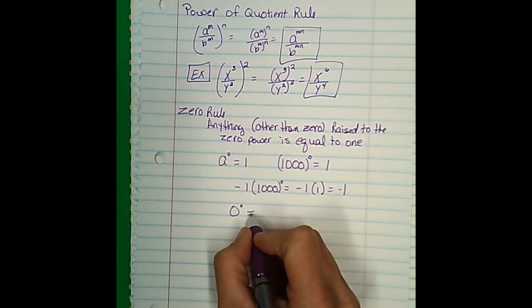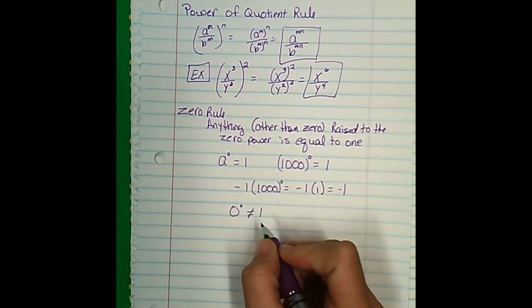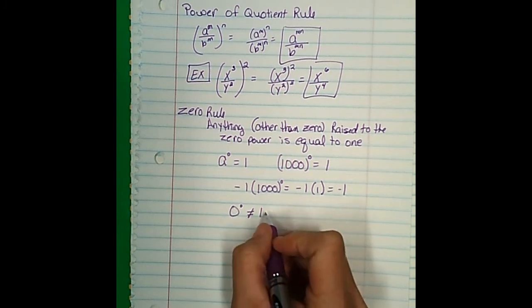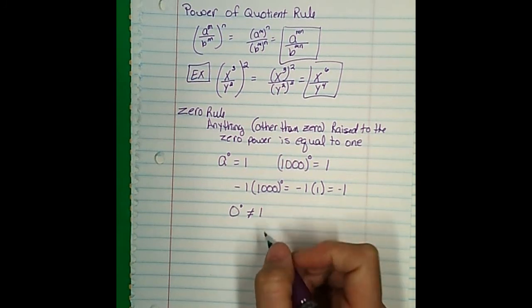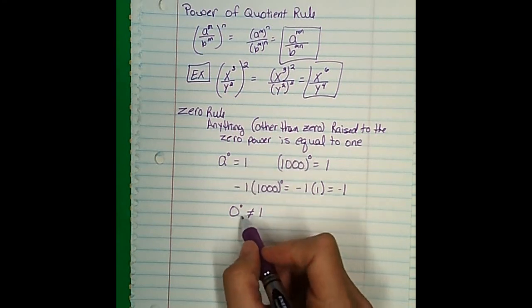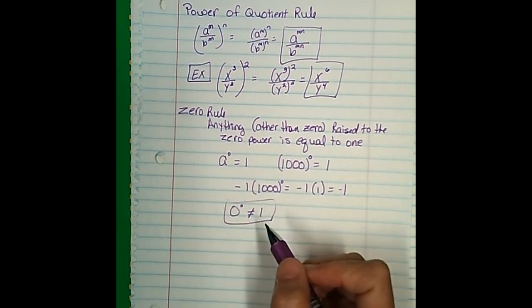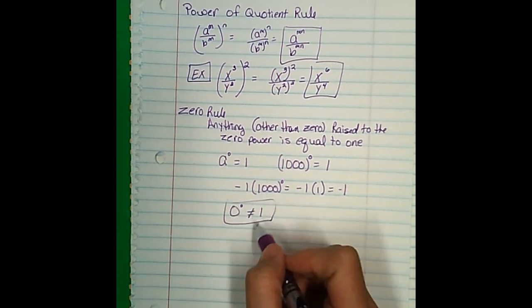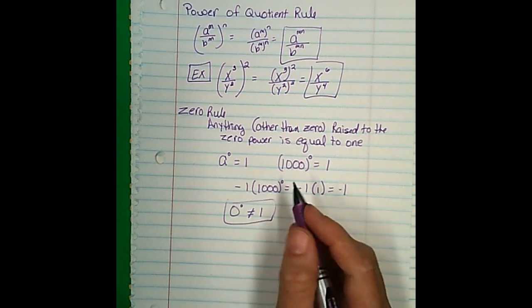I cannot raise 0 to the 0 power and come out with 1 because 0 will not ever equal 1. So in this case, everything raised to 0 power is equal to 1, except for the case of 0. 0 to the 0 power will not ever equal 1.